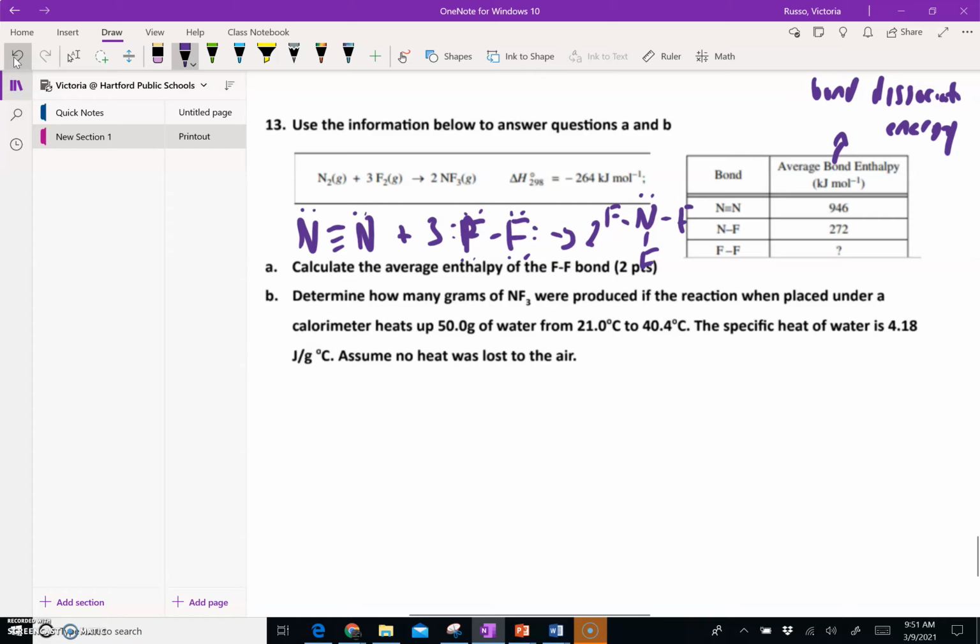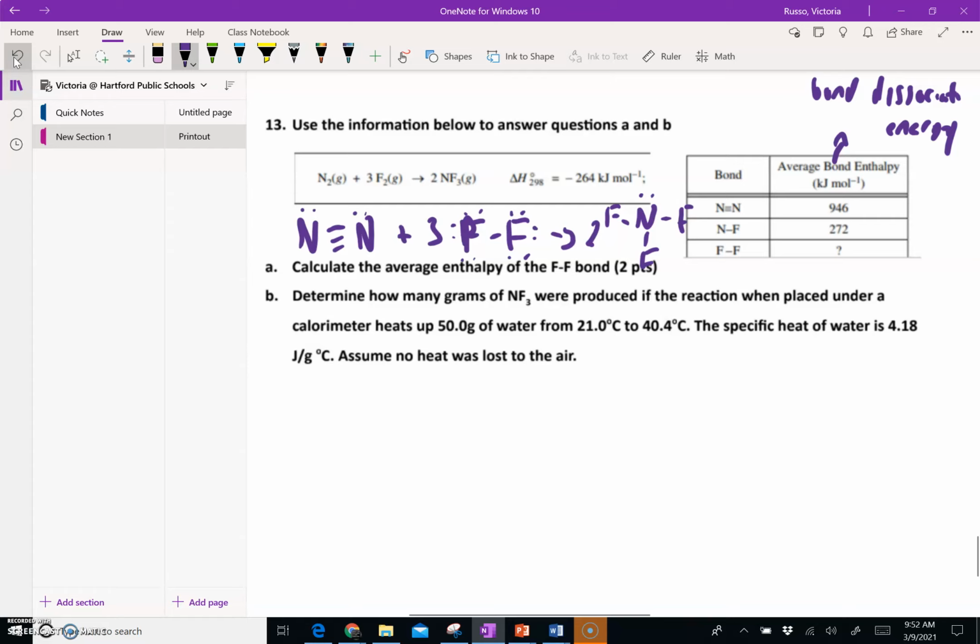This was sort of doing something we didn't explicitly do in class, but the AP exam can throw those things at you. They gave you the total delta H value, and they wanted you to calculate the bond enthalpy for F. So this was an algebra problem. In the products, there are 3 NF bonds, and each NF bond has a bond enthalpy of 272.